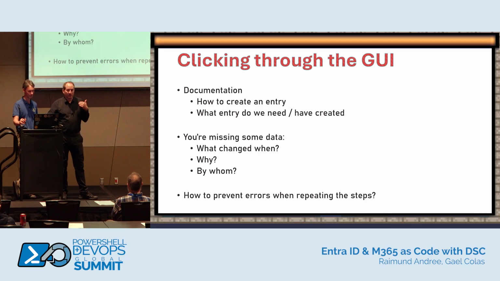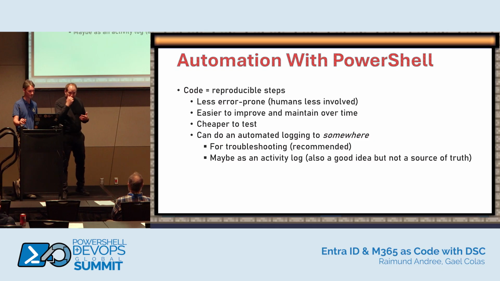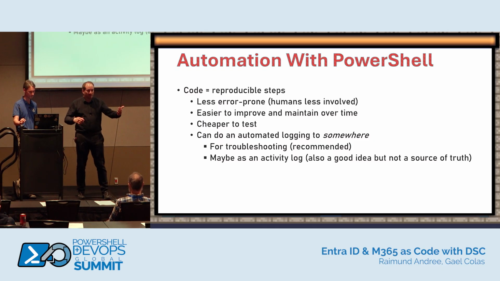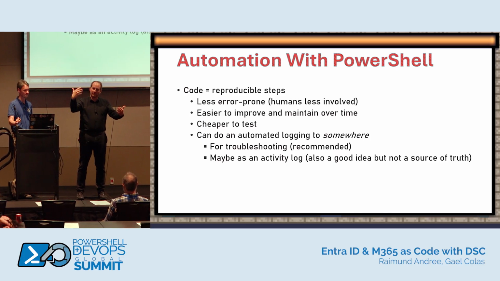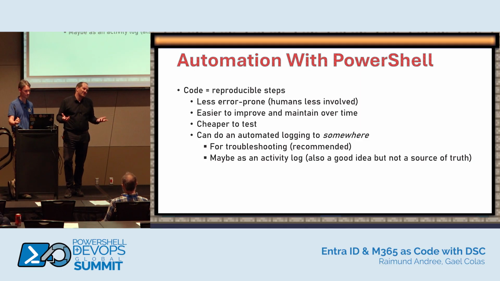So how to prevent errors when repeating the steps? We know better. We do PowerShell. So we can automate. We automate with PowerShell. And if you have code, you can re-execute the code, which means every task is reproducible. You can do the same thing again. There's less error because there's fewer humans, let's be honest. Humans always introduce errors. Fewer humans in your execution, in your changes, means less risk for something to go wrong. It's easier to improve because you have the how-to of doing things.